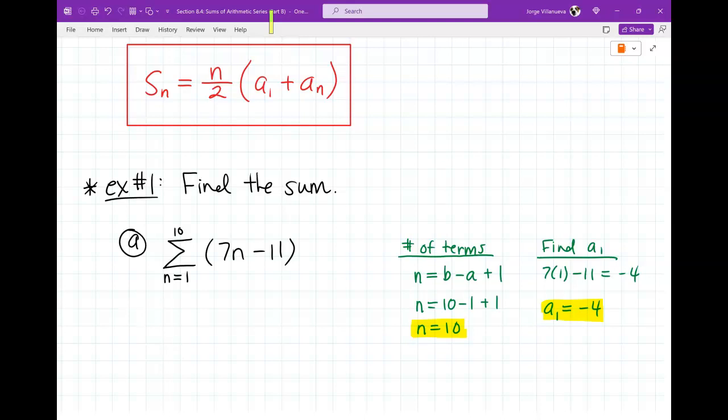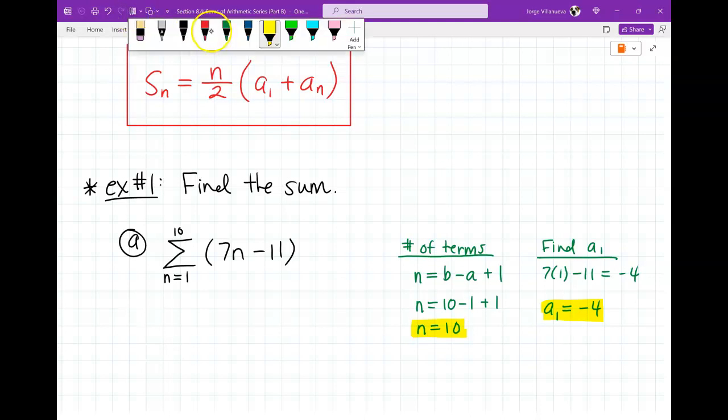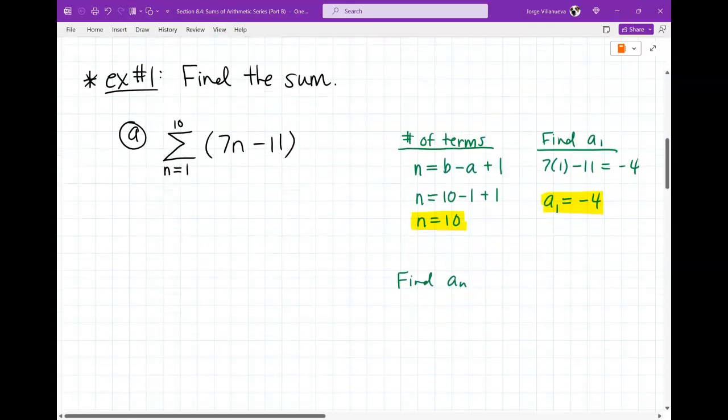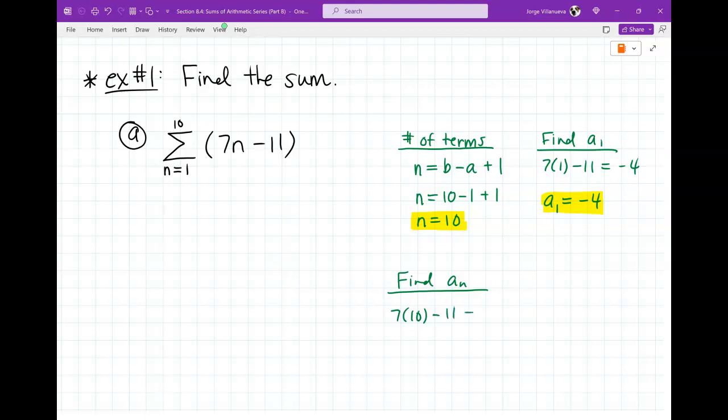So let's find a sub n. To find a sub n, I'm going to get the 10 value and I'm going to plug it in. 7 times 10 minus 11. Well, that's 59, because that's 70 minus 11. Okay? That means that my a sub n is 59.